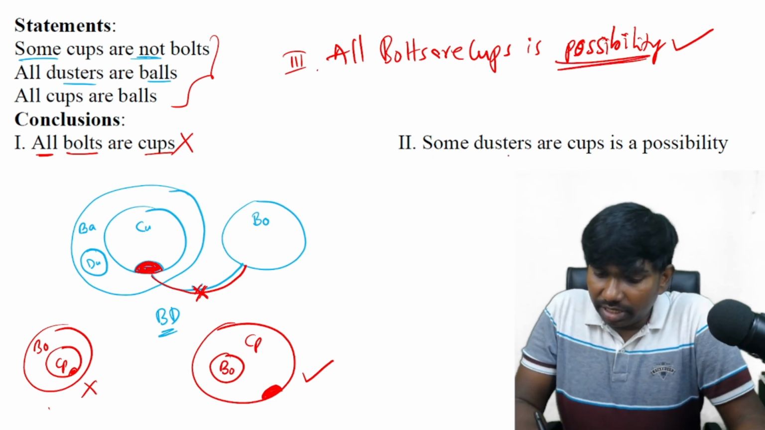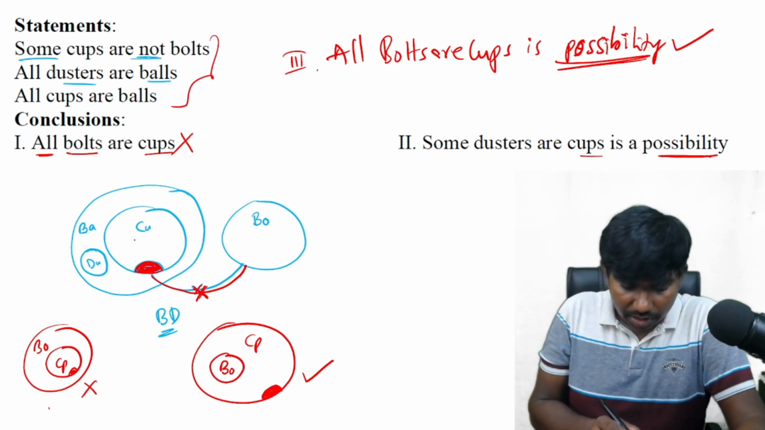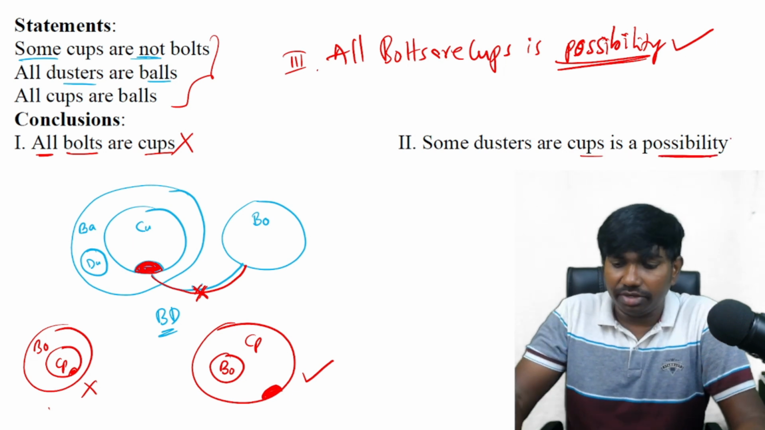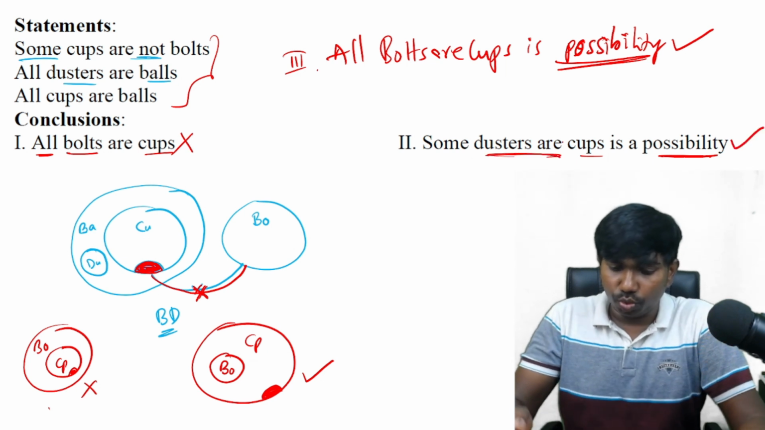Second is, some dusters are cups is a possibility. Some dusters are cups, yes, cup and duster can intersect somewhere, it is a possibility. So the answer for this question is only conclusion 2 is true.